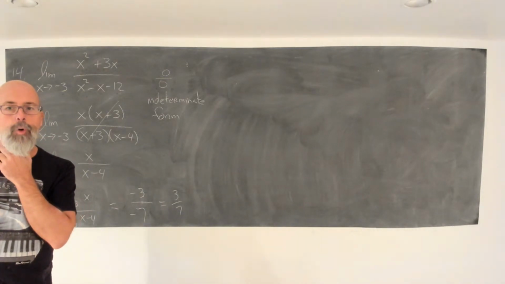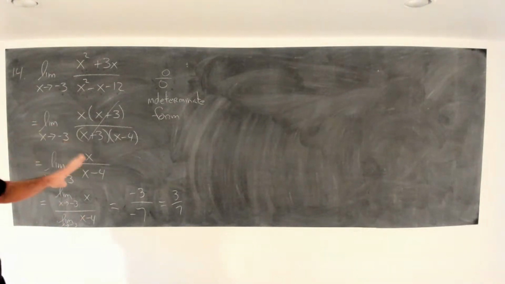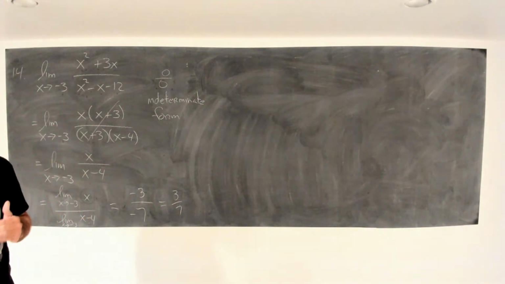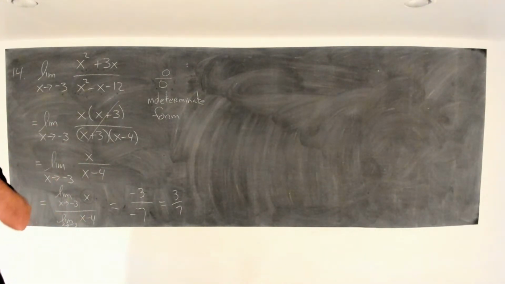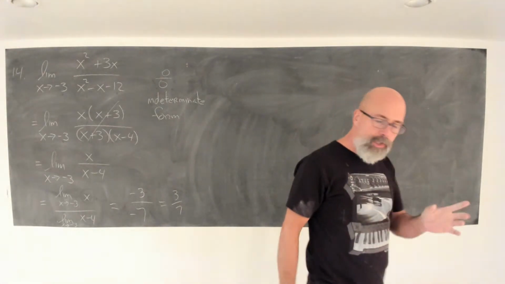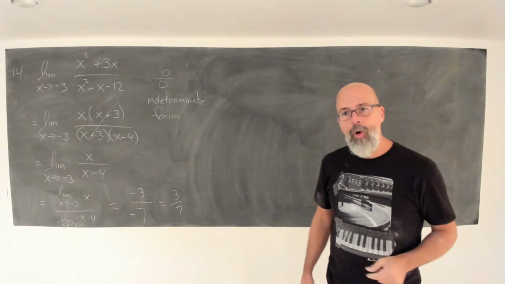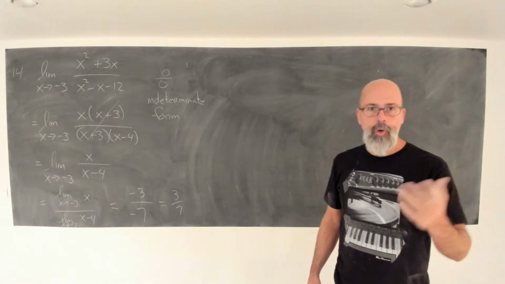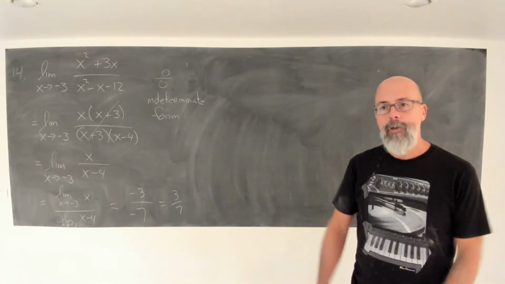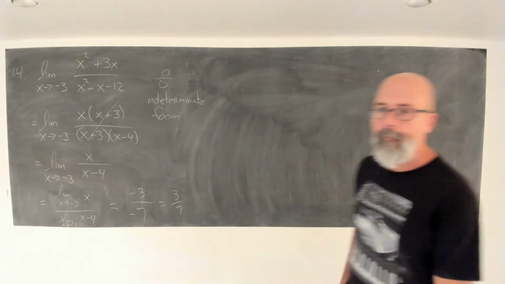If it was a non-zero number over 0, then there would be no hope of cancellation. But you know that a non-zero number over 0 in the context of limits is some sort of infinity. So we'd be expecting an answer of infinity, plus or minus.